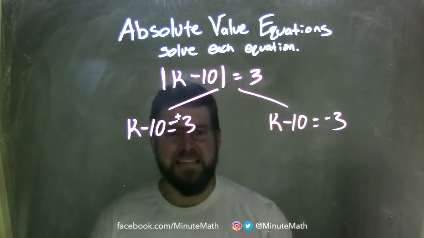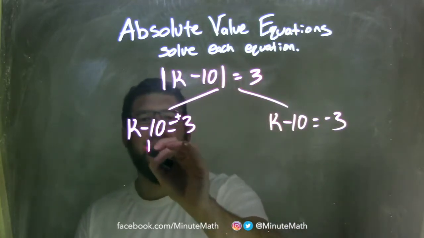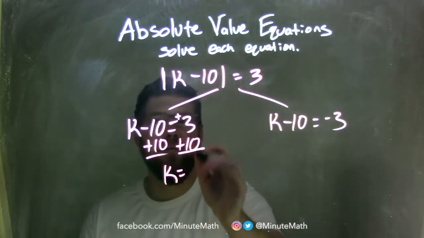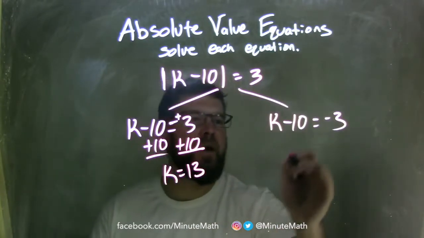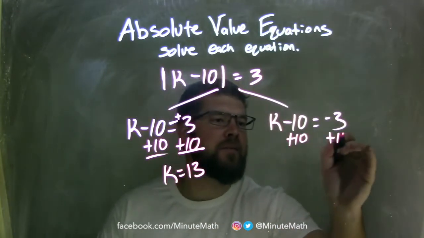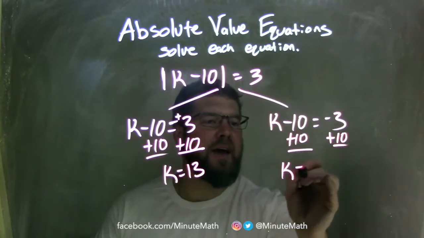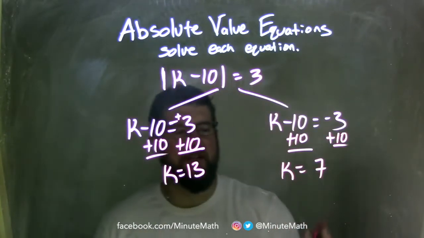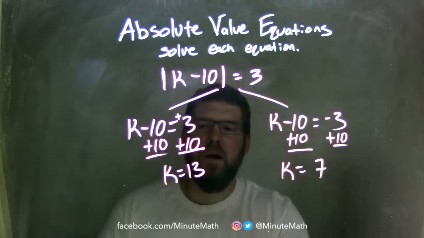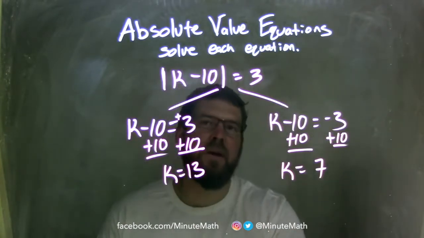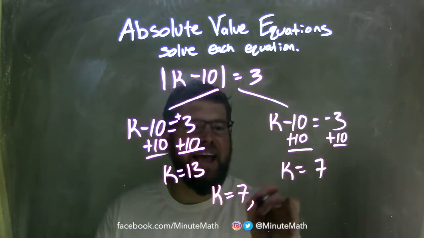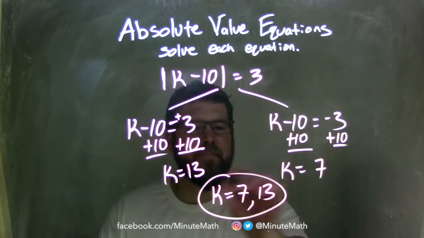Now I'm going to solve each equation individually. I'm going to add a 10 to both sides, leaving me with k equals a positive 13. And I'm going to add a 10 to both sides here, leaving me with k equals a positive 7. And so when I write my answers, I usually like to write in least to greatest. Okay? And so the two values that k can be in this equation are k equals 7 and 13. And that's our final answer.